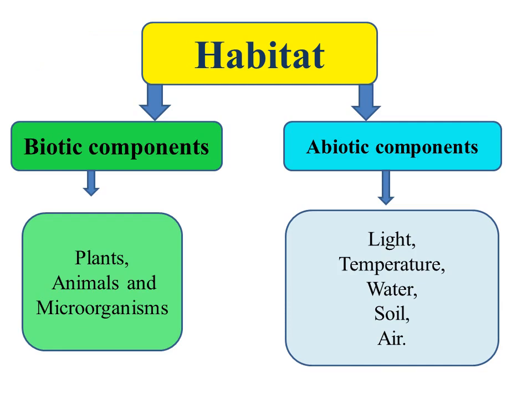Next, here you can see habitat. Actually, there are mainly two components of habitat. One is biotic components, another is abiotic components. Now, what are biotic components? Biotic components means the components which are living. Okay, means the living components of our ecosystem.